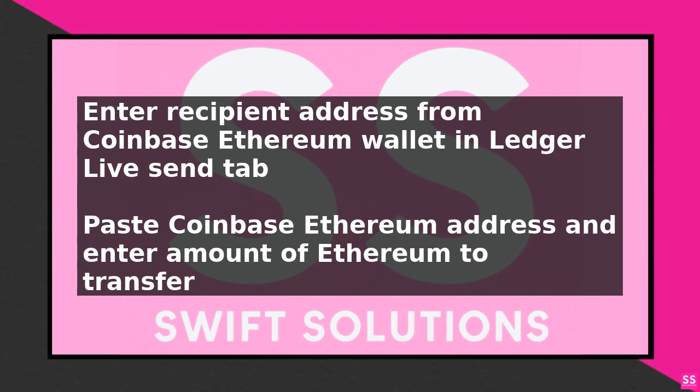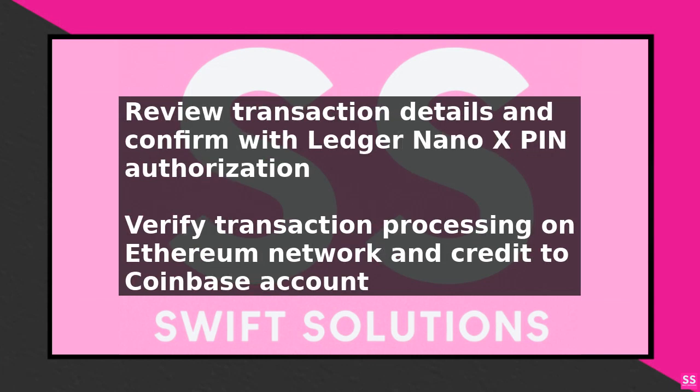The transaction will then be broadcast to the Ethereum network and will be processed once it has been verified by the network. This may take a few minutes, depending on the current network congestion and the fee you paid. Once the transaction has been confirmed, the Ethereum will be credited to your Coinbase account.